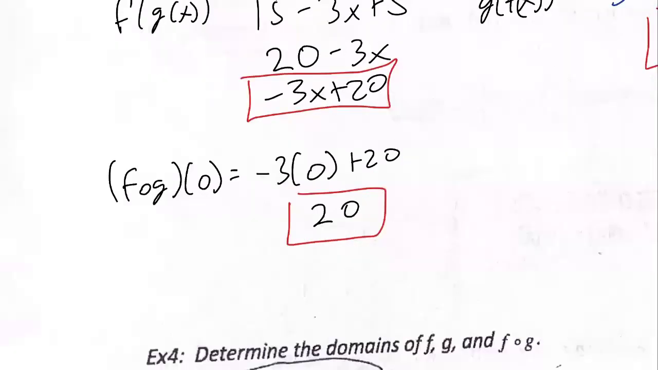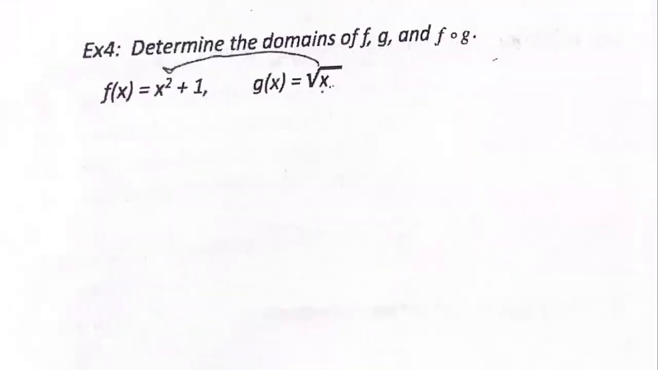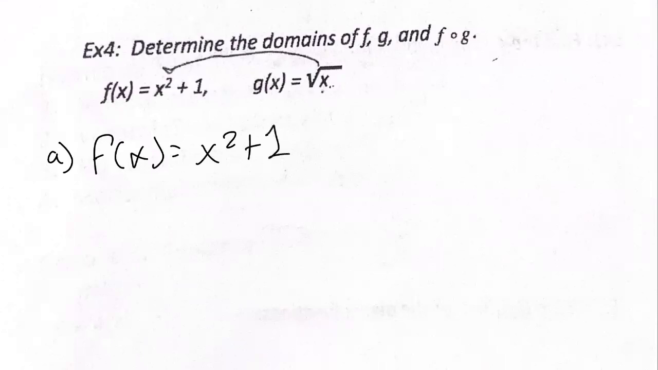Okay. The last part: determine the domain of f, g, and f of g. So f is x squared plus 1. What's the domain for this quadratic function? Negative infinity to positive infinity. Very good. Or in this case, you can say all real numbers as well. But yes, the domain is negative infinity to positive infinity.